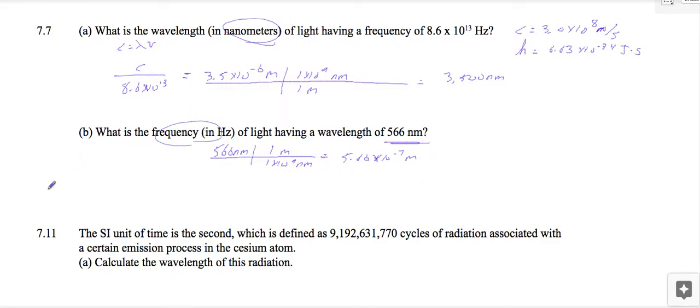Now we're looking for frequency in this case. We have to use meters because the speed of light has the units meters per second. All right, so there's that. c divided by 5.66 times 10 to the minus 7th gets us a frequency of 5.3 times 10 to the 14th per second, or we could label this as hertz. All right.